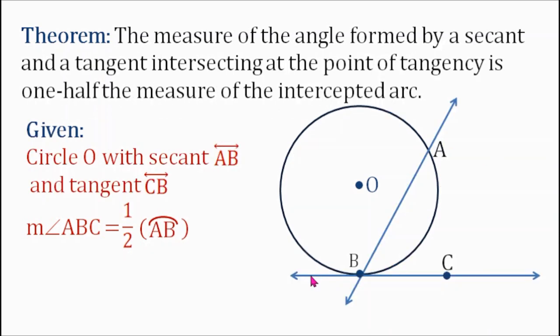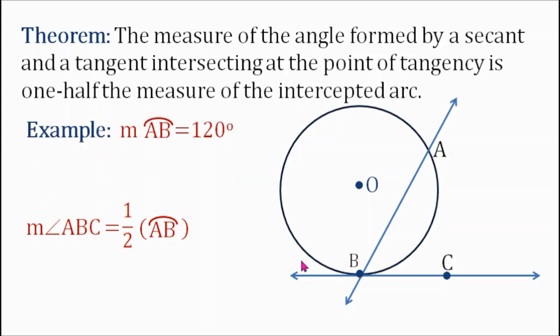We have another theorem. The measure of the angle formed by a secant and a tangent intersecting at the point of tangency is 1/2 the measure of the intercepted arc. We have here the secant and the tangent intersecting at the point of tangency. So that means the measure of angle ABC equals 1/2 of the measure of arc AB.